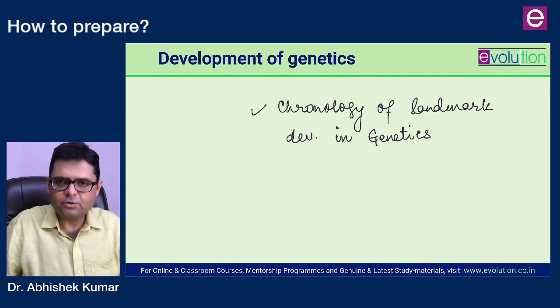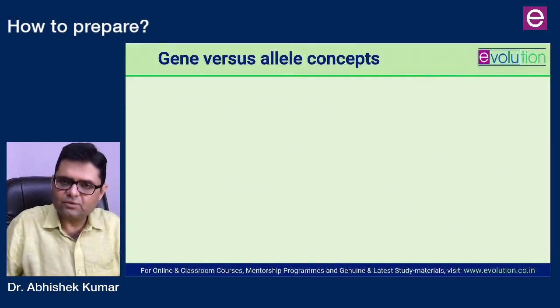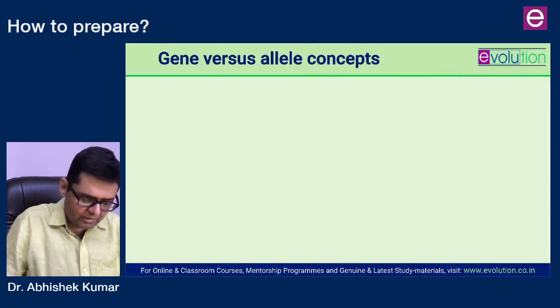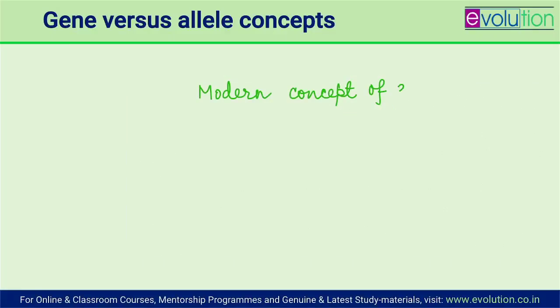You can safely ignore this topic and you can come to the real scientific topics of genetics, and it starts with gene versus allele concepts. First and foremost, here you have to do the modern concept of genes. You can keep writing with me. So the first topic is the modern concept of genes.